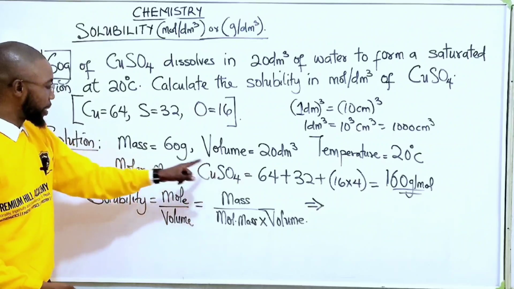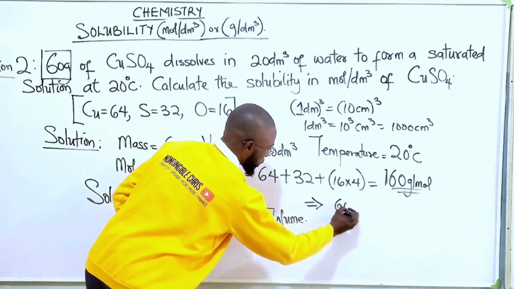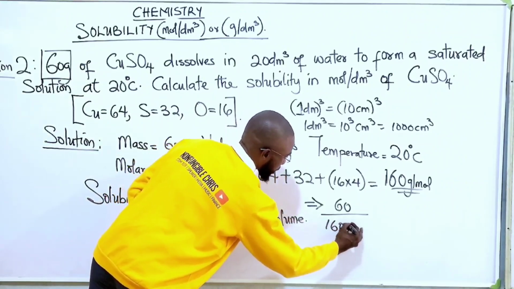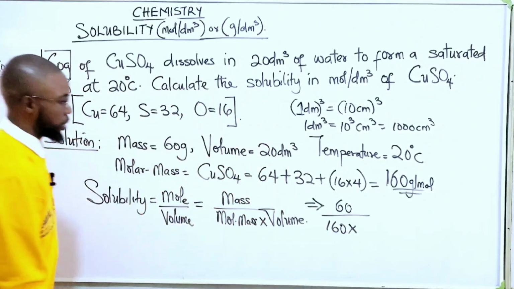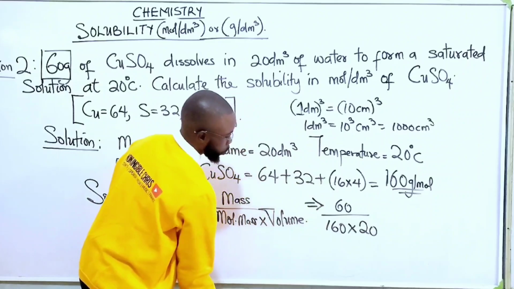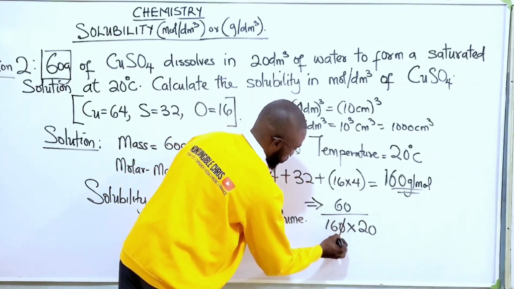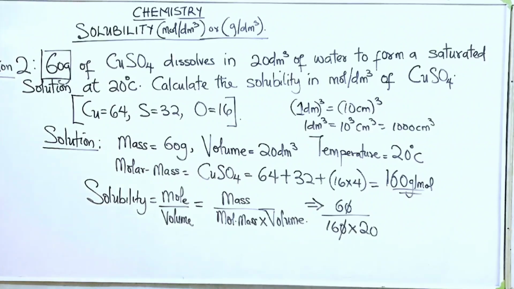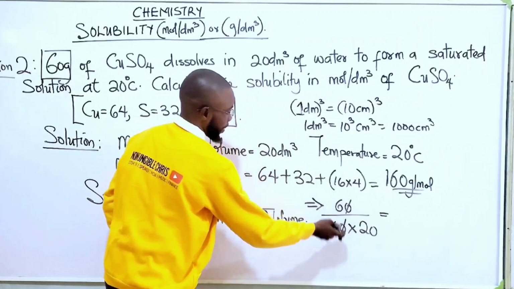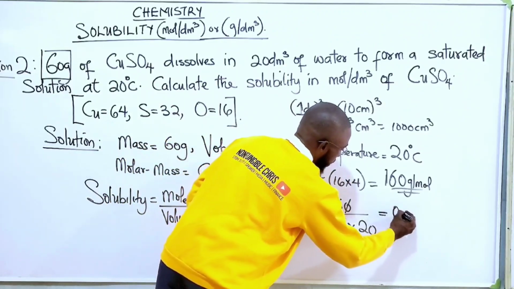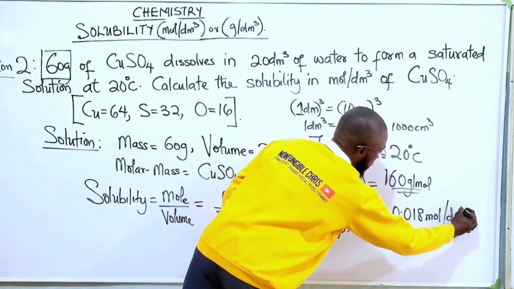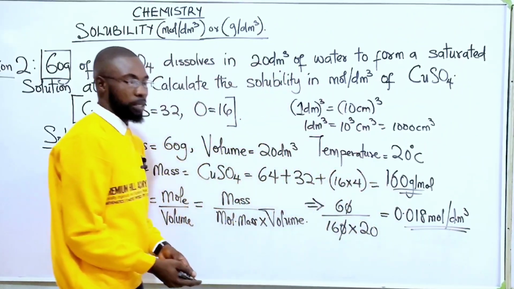So in doing this, our mass there is 60 grams. So we have 60 over what? Our molar mass, which is 160, times our volume. What's our volume? 20. Right? So what do we do mathematically? We know that 0 will take off 0 and then we start multiplying. If we do that, what are we going to have? Using your calculator, we're going to have 0.018 mole per dm³. Very simple. It's that easy, right?